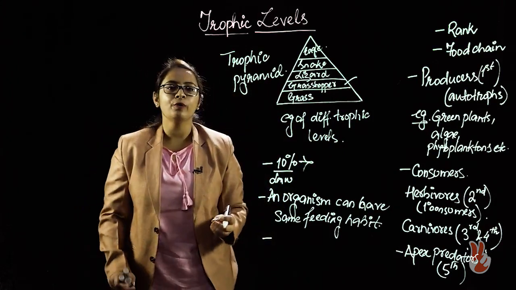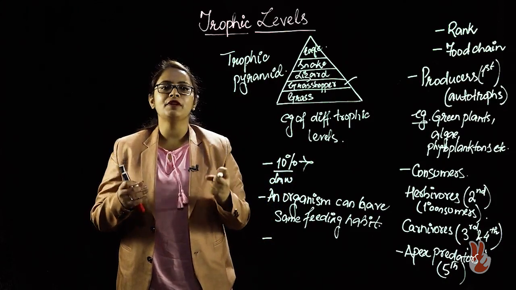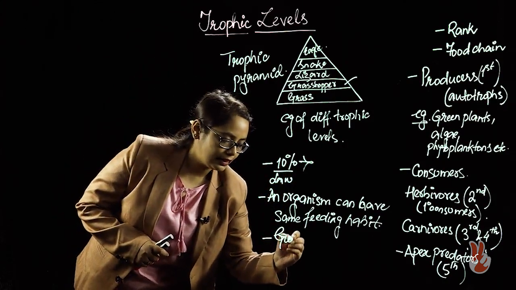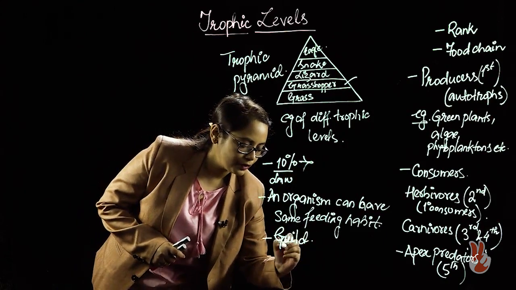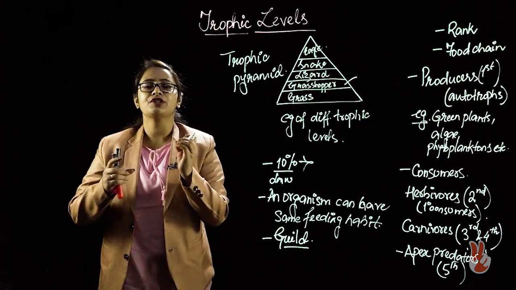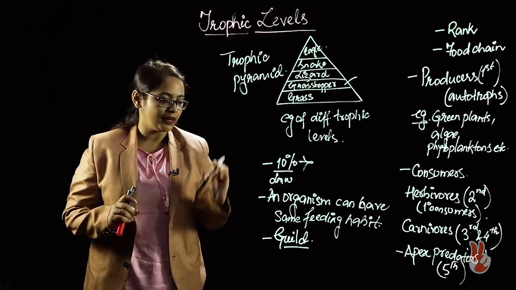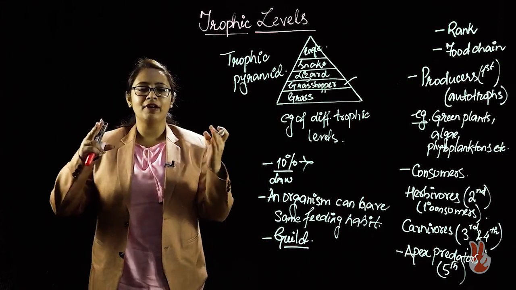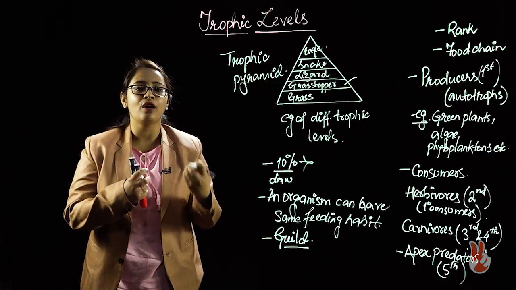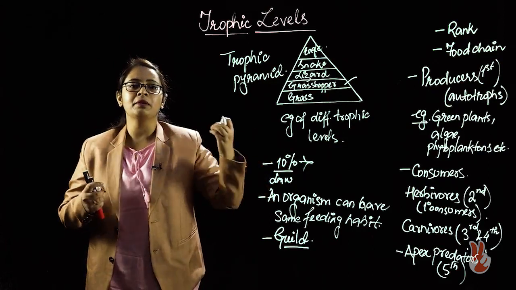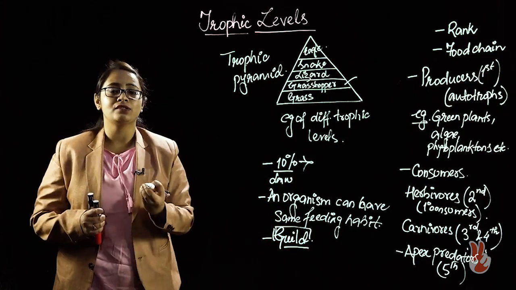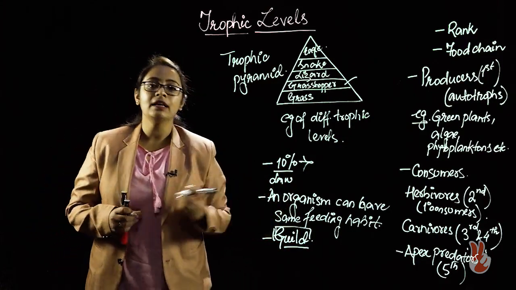Also, a group of species that feed upon the same resources is known as a guild. So, what is a guild? A guild is a group of different species which have the same feeding behavior. For example, we might have a guild of nectar feeding insects, or a guild of seed consuming birds. So, different species which consume the same resource will fall under a guild.